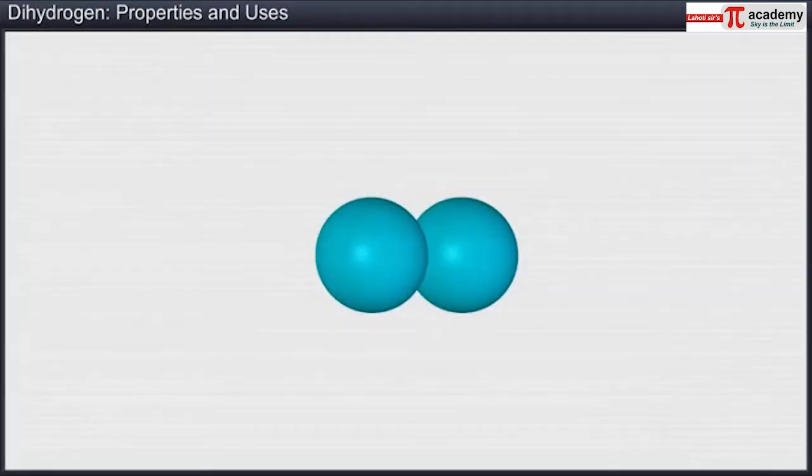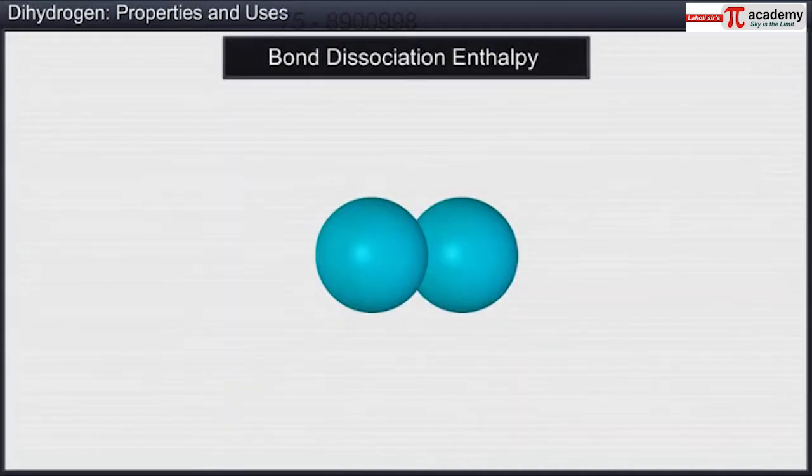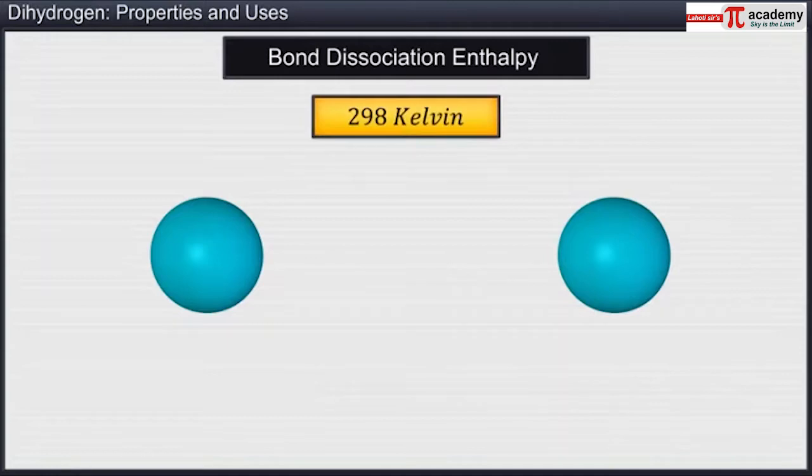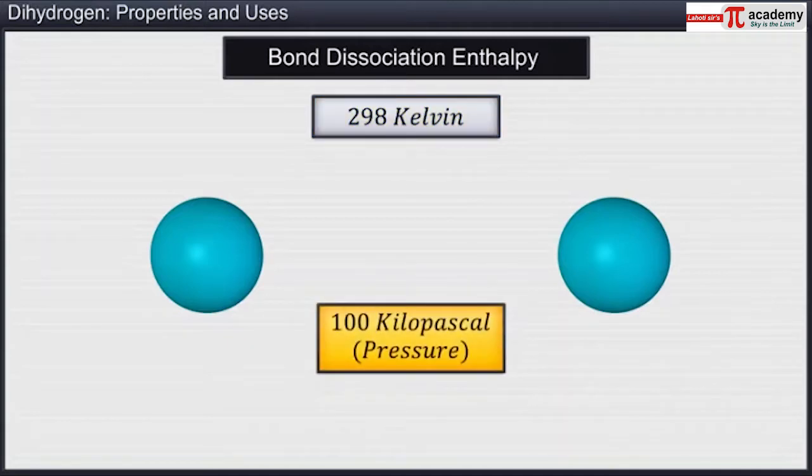The chemical behavior of a diatomic molecule is determined by its bond dissociation enthalpy to a large extent. Bond dissociation enthalpy is the energy required to break a chemical bond. It is defined as the amount of energy required to break 1 mole of bonds of a gaseous molecule into fragments in gaseous state at 298 Kelvin and a pressure of 100 kilopascal.